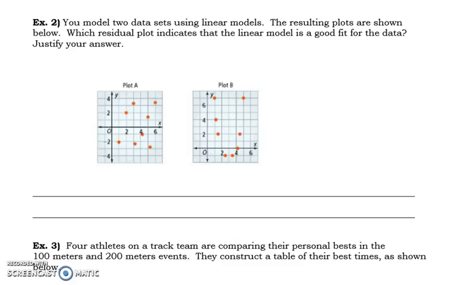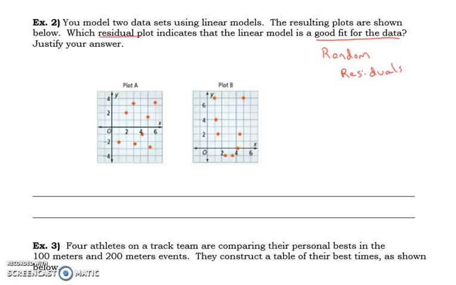In example 2, we model 2 data sets using linear models. The resulting plots are shown below. So both of these are residual plots. Okay, which residual plot, plot A and plot B are both residuals, indicates that a linear model is a good fit. And if we want a linear model to be a good fit, we want random residuals. Random residuals around the x-axis. That's the key to a residual graph.